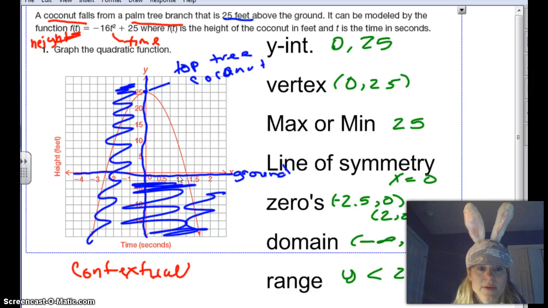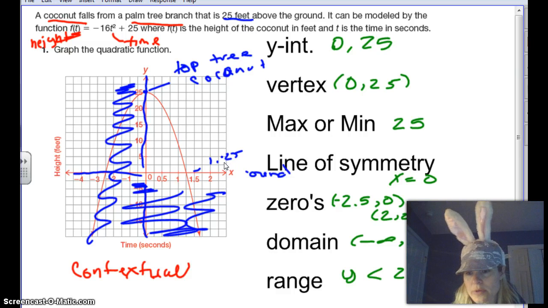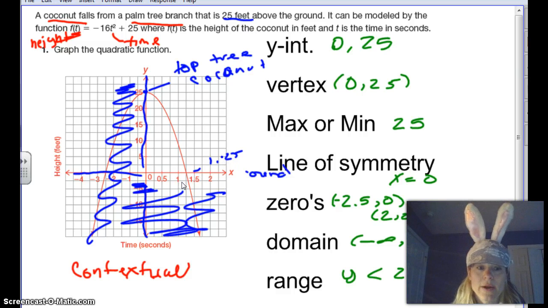So it hits the ground, that looks like at 1.25 seconds, because this is 1, this is 1.5, so this must be 1.25. Most of these questions are going to ask you, like, at what time will the coconut hit the ground? Or what height will the coconut be at 1 second?